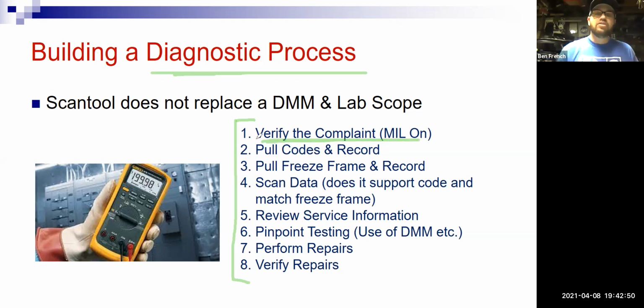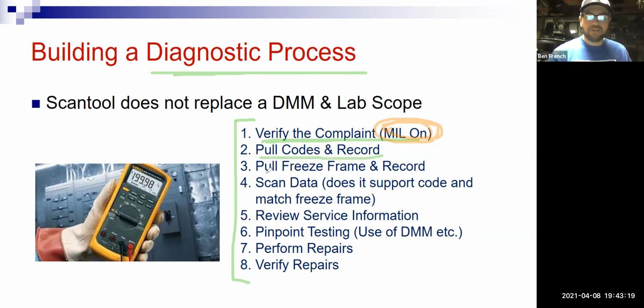Now, for this class, our typical complaint is that the check engine light, or the MIL, is on. So if that amber MIL is turned on, that's pretty easy to verify. Is the check engine light on or not? But even if the light's turned off, it's a good idea for us to pull codes. So we verify the complaint. We're then going to pull codes.